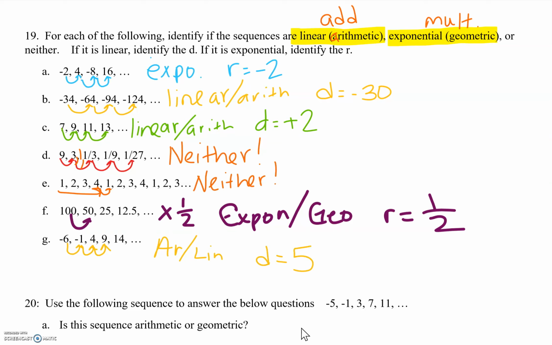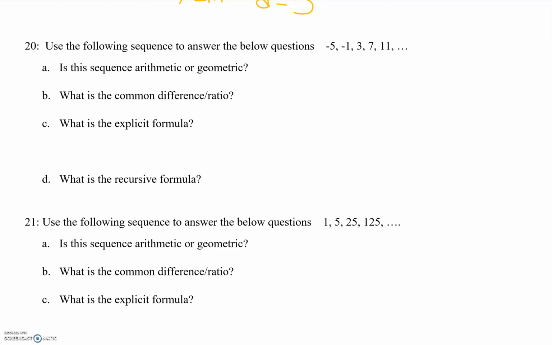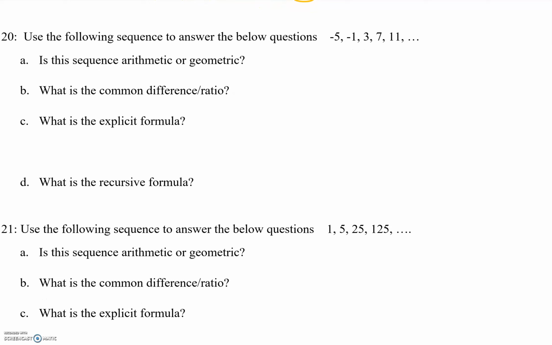Excellent job. So that, again, is identifying those different pieces, identifying what's happening in those patterns, in those puzzles, so that we can do a full-blown problem. So on number 20, we see, use the following sequence to answer the below questions. Negative 5, negative 1, 3, 7, 11. We need to figure out the pattern.